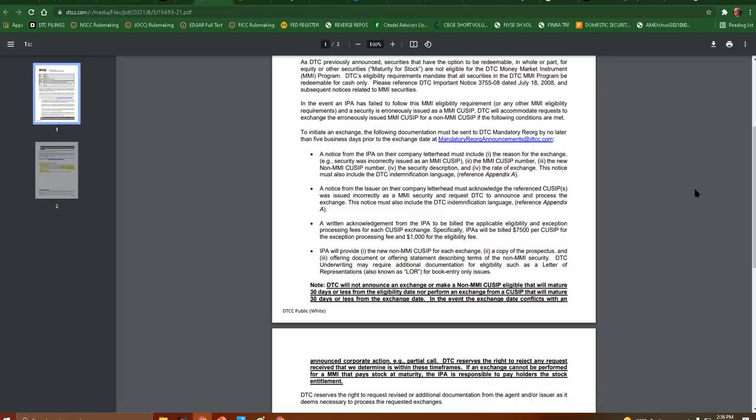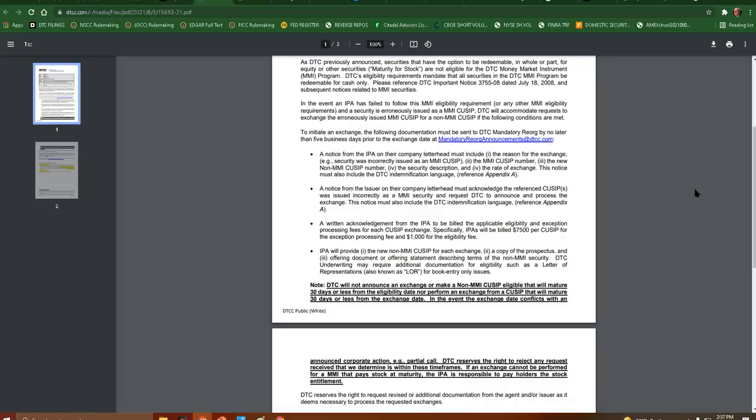Lastly, the IPA will provide the new non-MMI CUSIP for each exchange, a copy of the prospectus, and an offering document or offering statement describing terms of the non-MMI security. DTC underwriting may require additional documentation for eligibility, such as a letter of representation for book entry only issues. Now note, DTC will not announce an exchange or make a non-MMI CUSIP eligible that will mature 30 days or less from the eligibility date, nor perform an exchange from a CUSIP that will mature 30 days or less from the exchange date. In the event the exchange date conflicts with an announced corporate action, e.g., partial call, DTC reserves the right to reject any request received that we determine is within these timeframes.